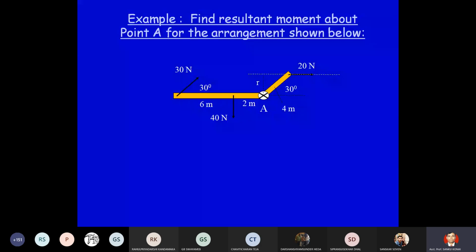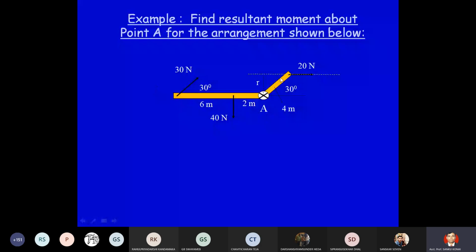Okay, so now we have to see that in this type of problem where multiple forces are acting, how to find out the resultant moment. So we have also found out the resultant force in earlier classes. So now our task is to find out resultant moment. Okay, in this system we can see that there are a number of forces acting, and we have to find out the moment. Here 20 newton, 40 newton and 30 newton forces are acting, and they are acting in different positions and in different directions.